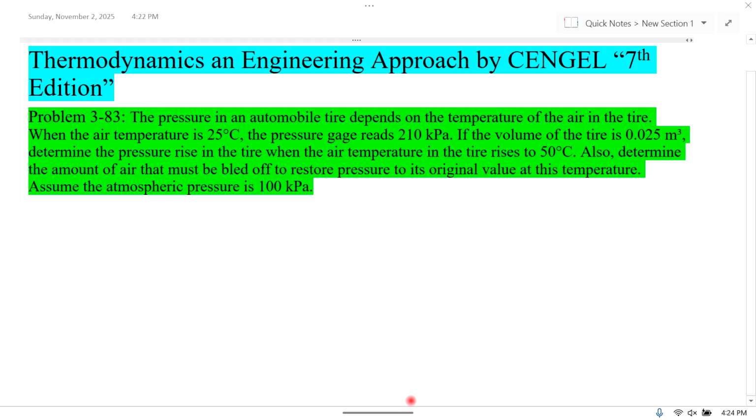Bismillahirrahmanirrahim. In this lecture, I am solving problem 3.83 from the book Thermodynamics: An Engineering Approach by Cengel, 7th edition.